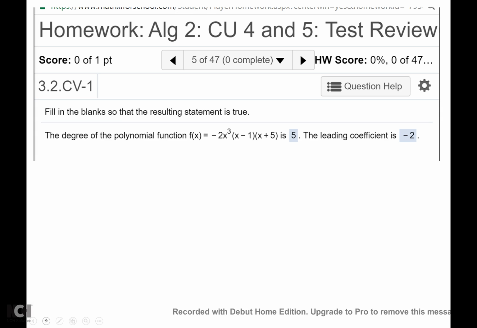Okay, it says for number 5, the degree of the polynomial function negative 2x cubed times x minus 1 times x plus 5 is 5. You're saying, how's it 5? I only see a 3. The highest degree is 3.